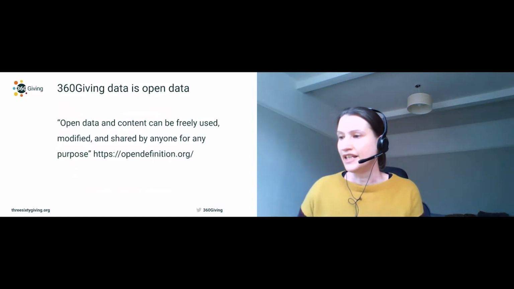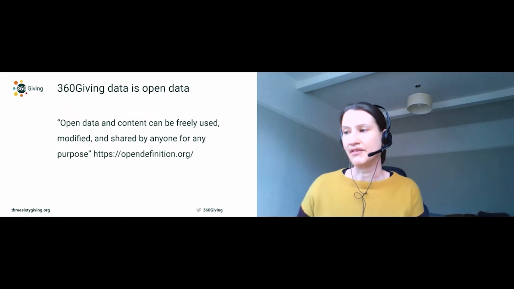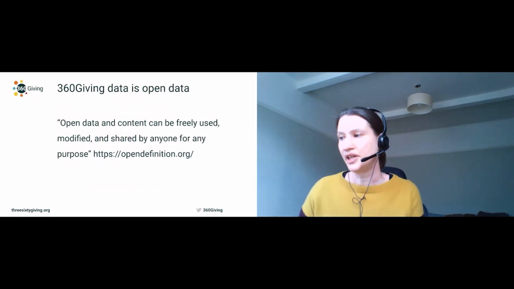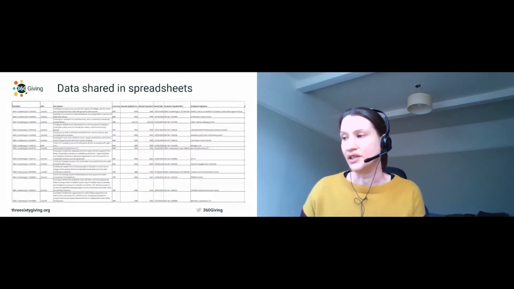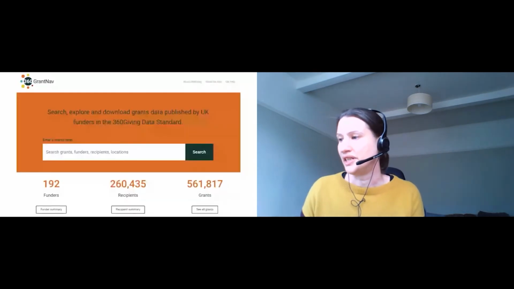So in its rawest form, most 360 Giving data looks like this. It's a spreadsheet with rows of grants with all of the column headers and formatting required by the 360 Giving standard. It means anyone can access and download data in this way, and this is especially useful if you want to analyze the grant making of a single funder. However, we know that not everyone enjoys digging around in spreadsheets, and so that's why we built tools like GrantNav to make it easier for everybody to use.